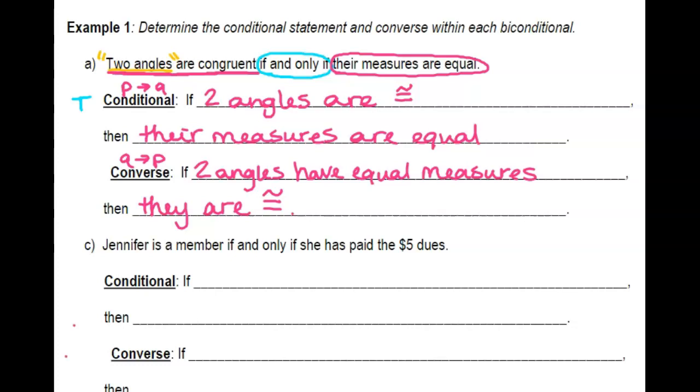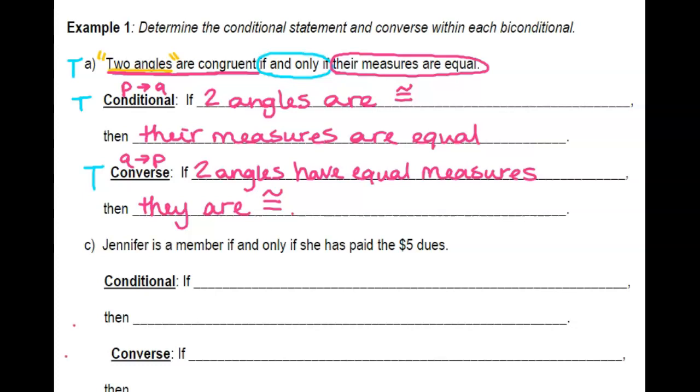So think about it. Is that true? If two angles have equal measures, does that mean that they are congruent? Absolutely. It sure does. So the conditional and the converse are both true. That means that our biconditional statement up here is also true.